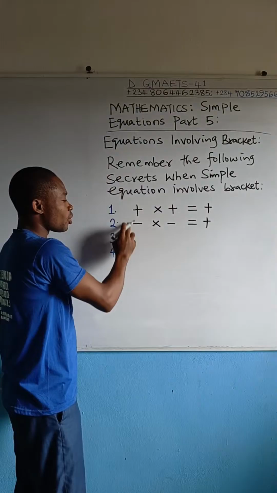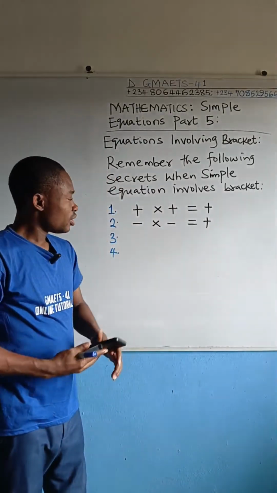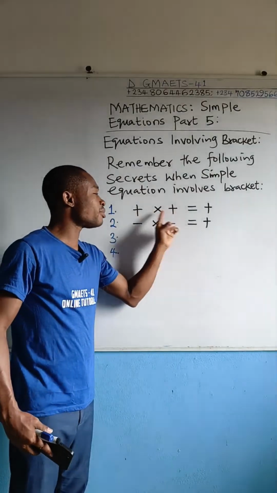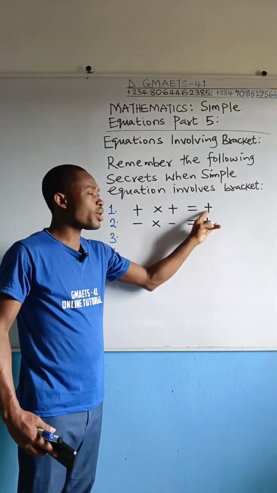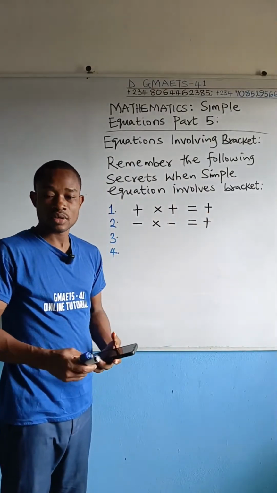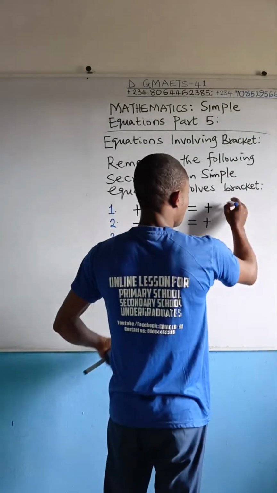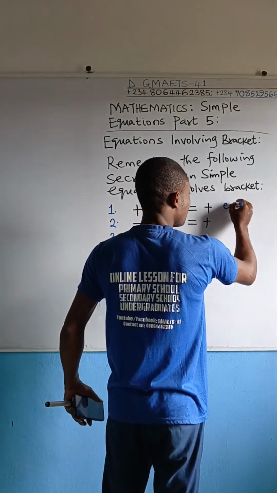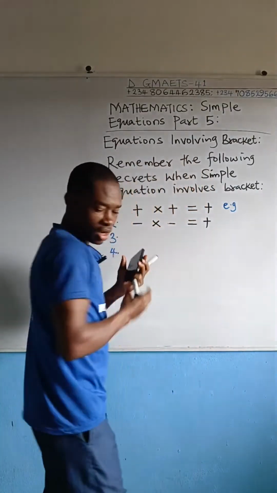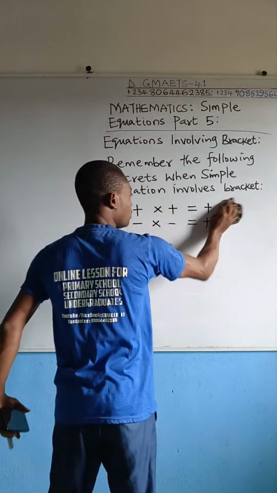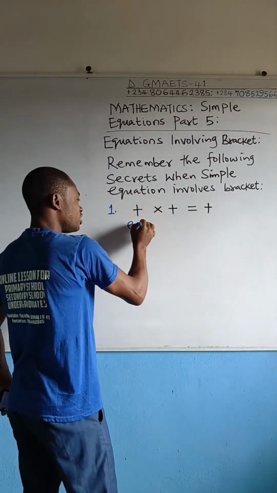So what does secret number 1 and number 2 tell you? It is telling us that if we are multiplying the same signs, what we are going to get will be plus. I'll give you a little example here. Let me bring it down for you to understand this idea.